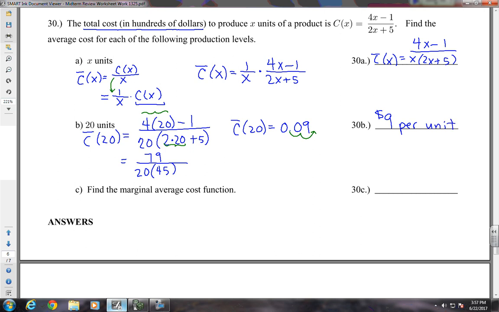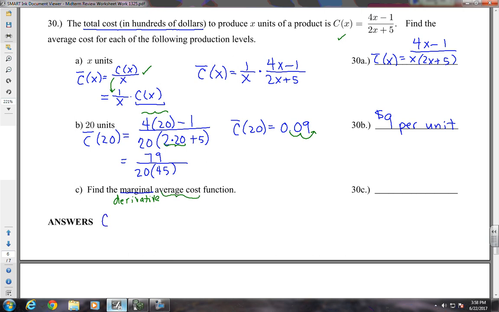Okay. Last question, read carefully, says find the marginal average cost function. Marginal is the code word for derivative. Okay? So if the problem asks for average cost, we divide by x. If the problem asks for marginal cost, we would simply find the derivative of cost. But because this problem asks for marginal average cost, we need to differentiate our average cost function.